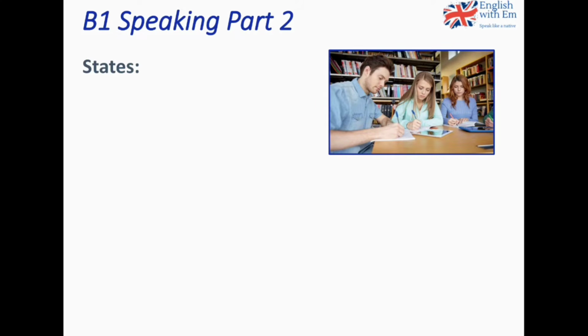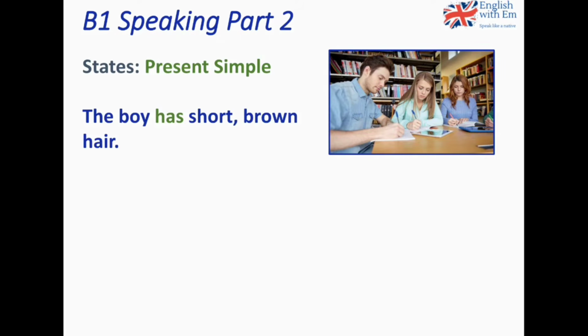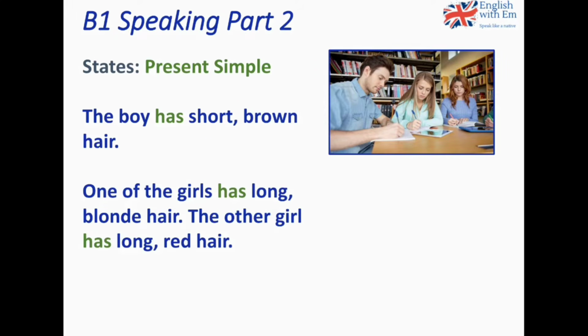You can talk about states, and for that you need to use the present simple. The boy has short brown hair. One of the girls has long blonde hair. The other girl has long red hair. They are teenagers.